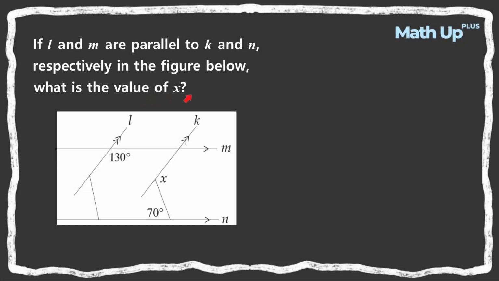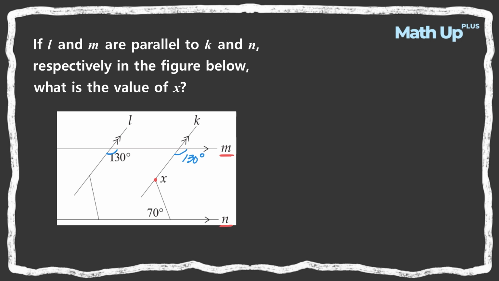What is the value of x? Okay, since these two lines are parallel, we know that this is equal to 130 degrees. They're corresponding angles, right?